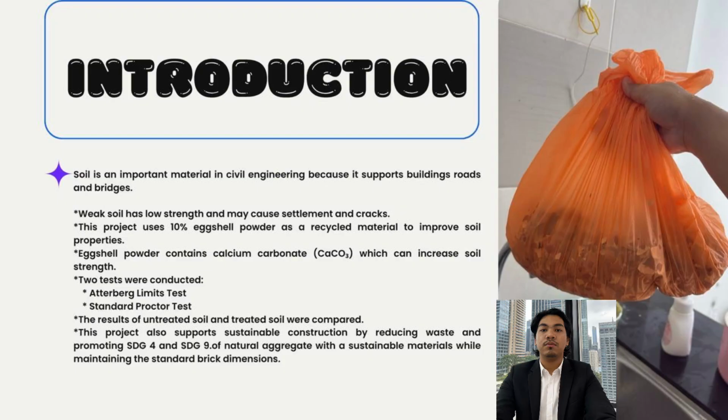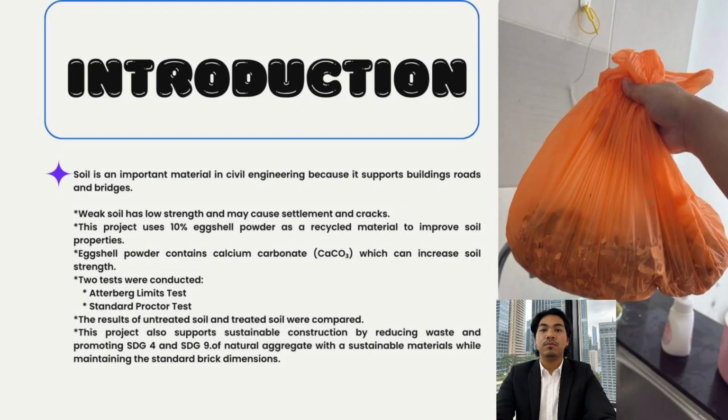Let's start with introduction. Soil is an important material in civil engineering because it supports buildings, roads and bridges. Soil with low strength may cause settlement and cracks. This project uses 10% eggshell powder as a recycled material to improve soil properties. Eggshell powder contains calcium carbonate, which can increase soil strength.